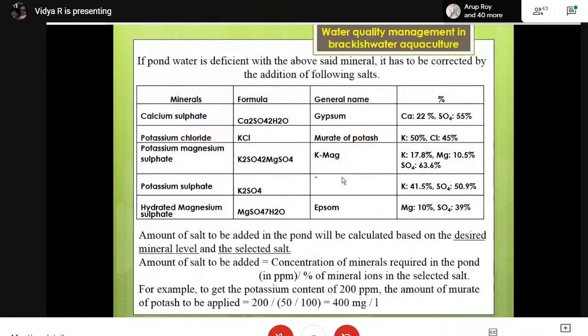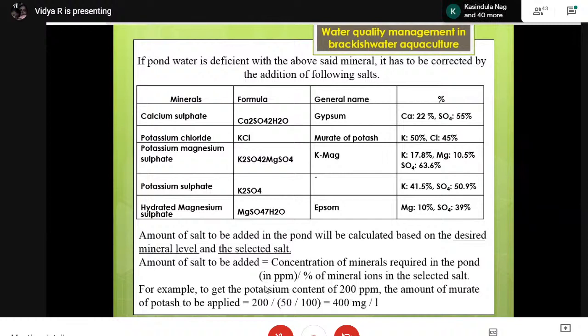So these minerals are not in actual form. It will be available in the form of fertilizers. So if the pond water is deficient in any such material, what we have to do is we have to choose any one of them. I have given an example over here.